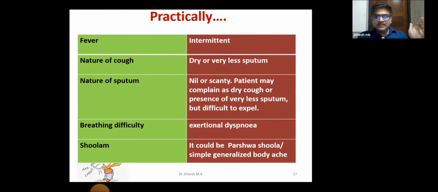Here also, as with Vyagradi, we will see where we have to give this Dasamula Kataryadi precisely. If the type of fever is intermittent, again Vata Kapha, the nature of cough is dry or scanty, the patient exhibits sputum as nil or scanty, or may complain of dry cough with very little sputum, but very difficult to explain. Another thing is exertional dyspnea. Then again, flank pain, especially the pain produced due to the excessive strain during the cough, etc. The best option is Dasamula Kataryadi.